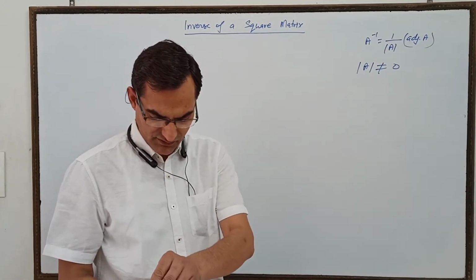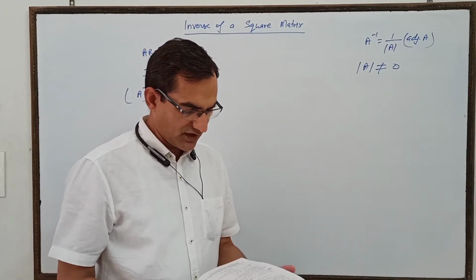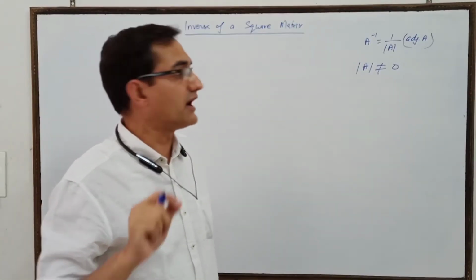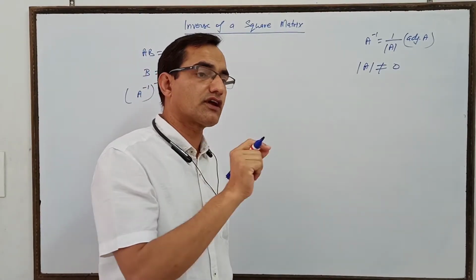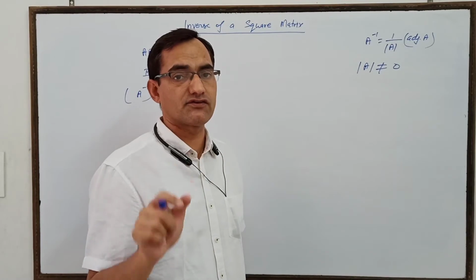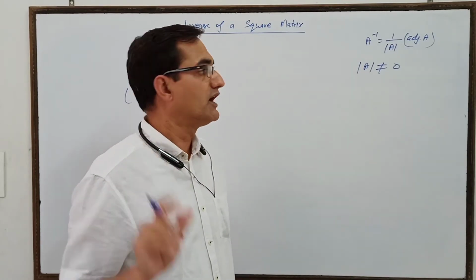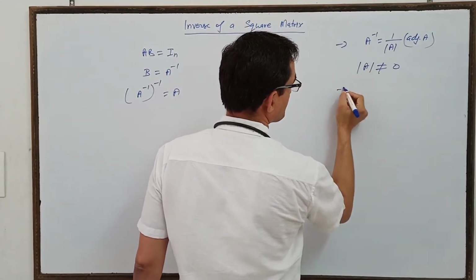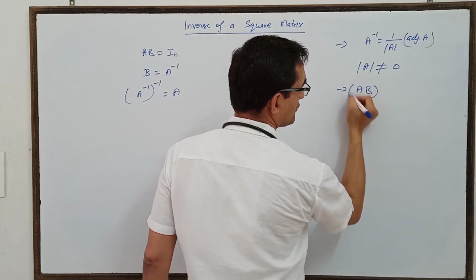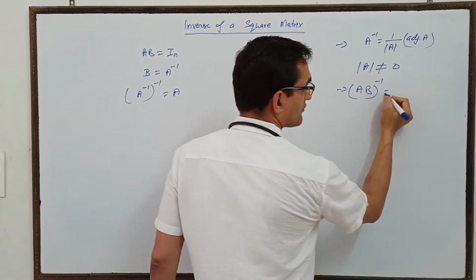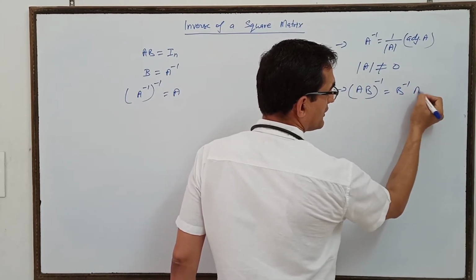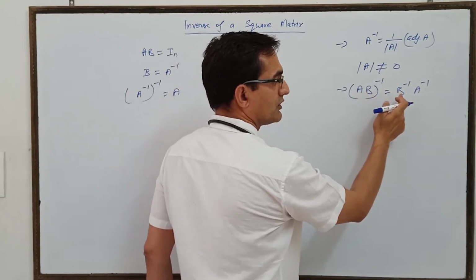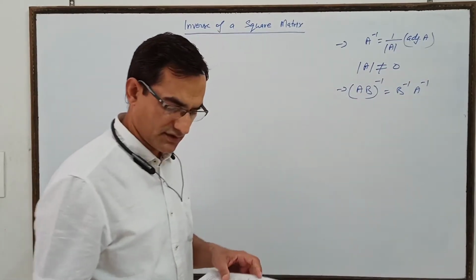Now let's write a few more formulas related to it. One, the inverse of any matrix is unique. You cannot get two inverses of any matrix. You will get a unique inverse of any square matrix. And next, the inverse of A into B is equal to inverse of B into inverse of A.